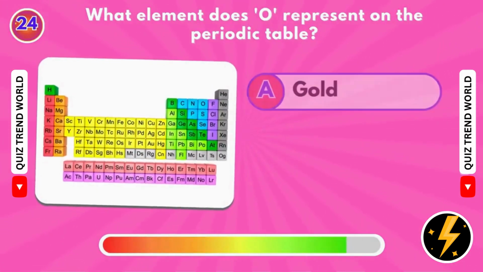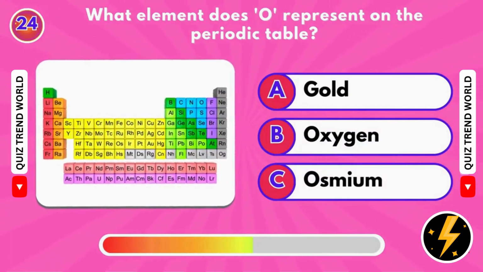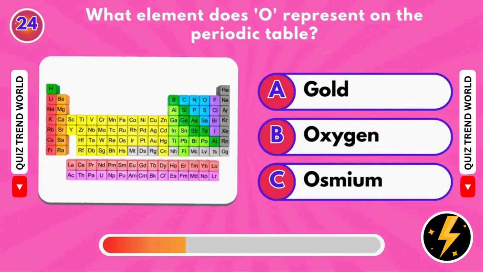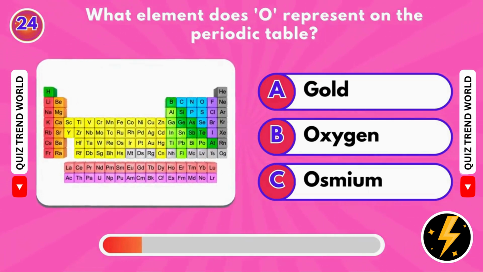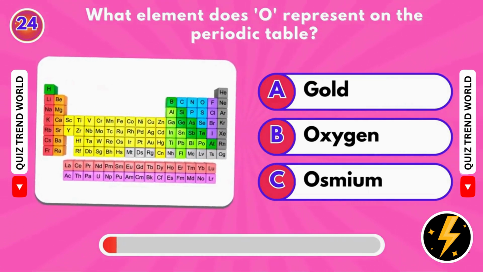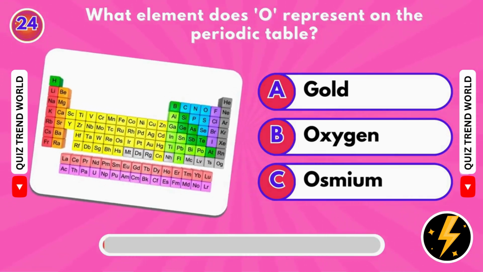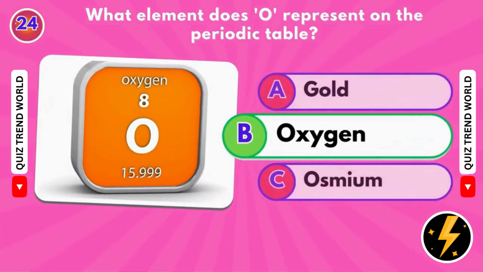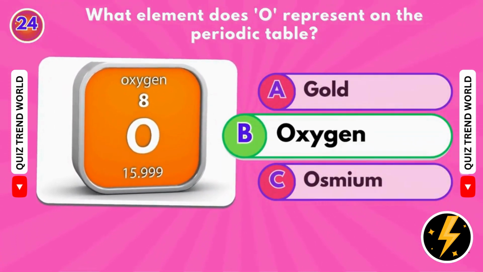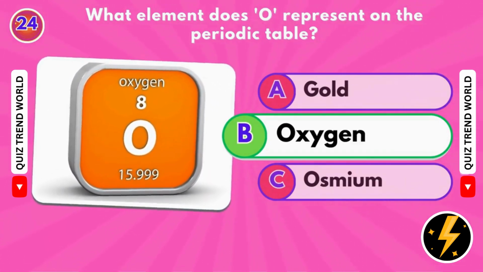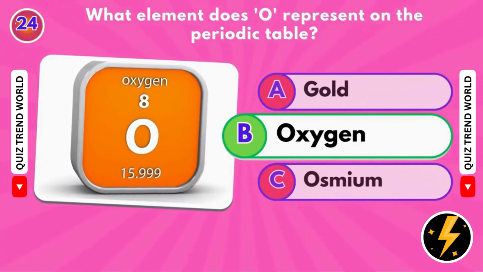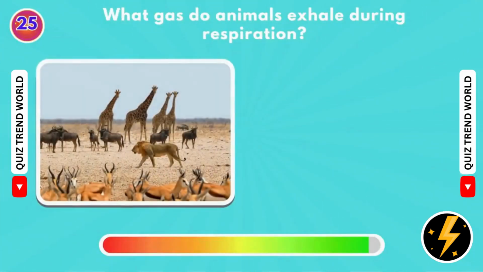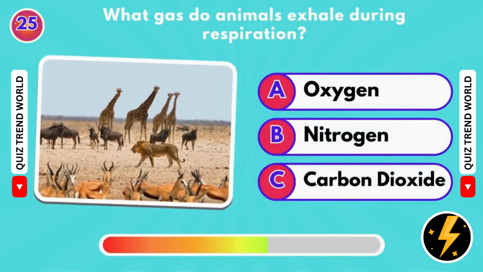What element does O represent on the periodic table? Gold, oxygen, or osmium? Oxygen. In the periodic table, we can find that the atomic number of the given chemical symbol, O, oxygen, is 8.